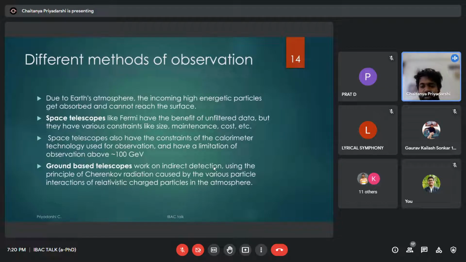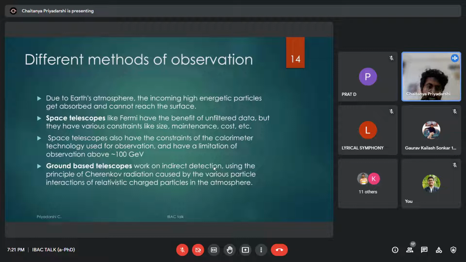Why it would be difficult to make such observations is because of the Earth's atmosphere: the incoming high energetic particles will get absorbed and cannot reach the surface. This is a big problem even for X-ray telescopes. And so that's why we have space telescopes. For gamma ray astronomy, we have Fermi, which has the benefit of having unfiltered data, but it also has various constraints like the size of the detector, the maintenance facilities, the cost of putting up such space-based telescopes, etc. They also have a constraint from the calorimeter technology that they use for observation, which has a limitation of observation above 100 GeV. So if you want to observe more energetic photons, we need something better.